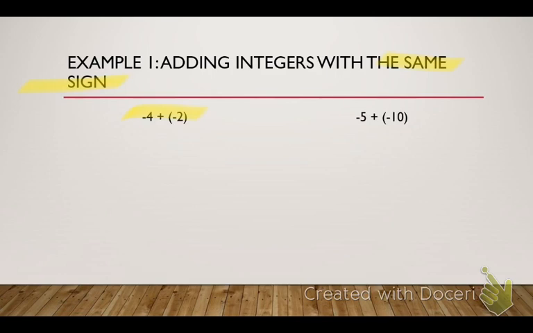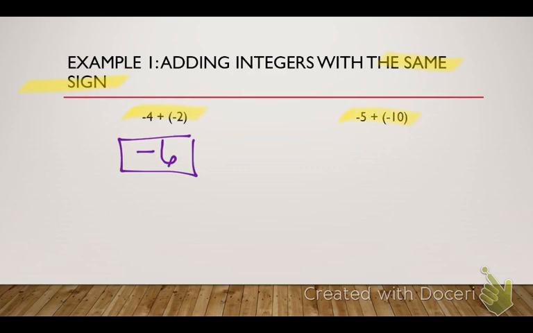Same sign or different? Same. They are both negative. So I add their absolute values. What is 4 plus 2? 6. And I keep the common sign. -6. Okay? Let's look at the next one.